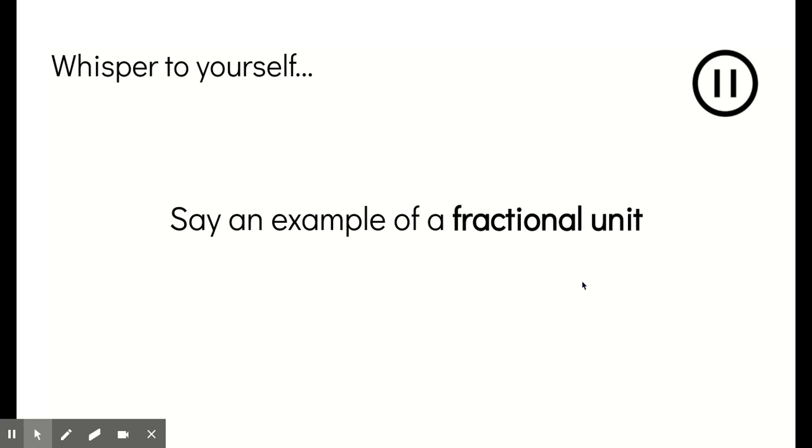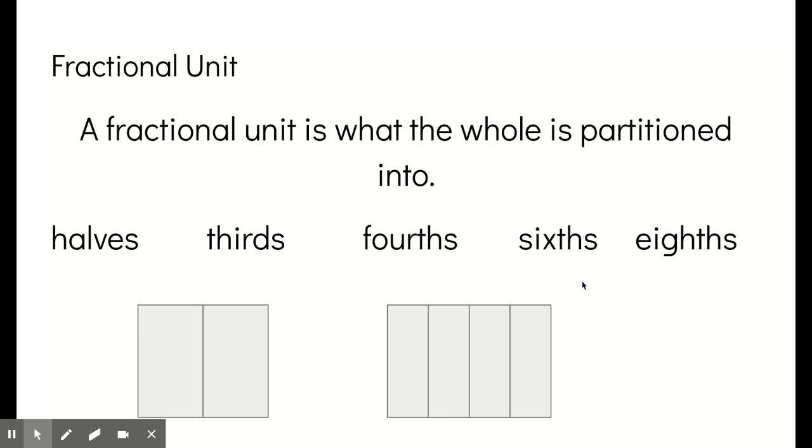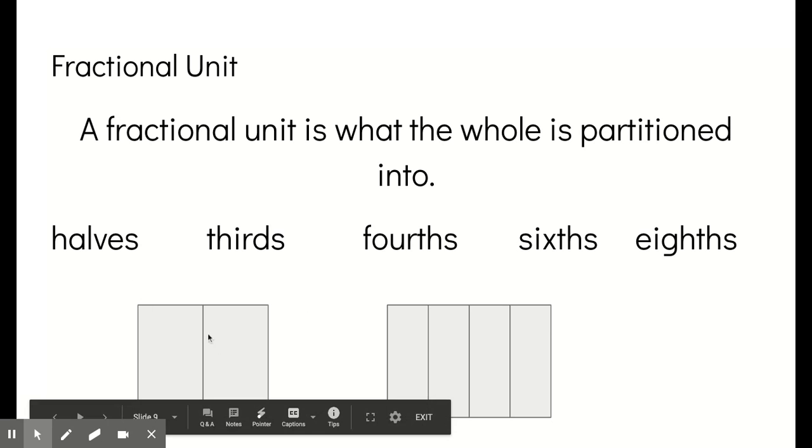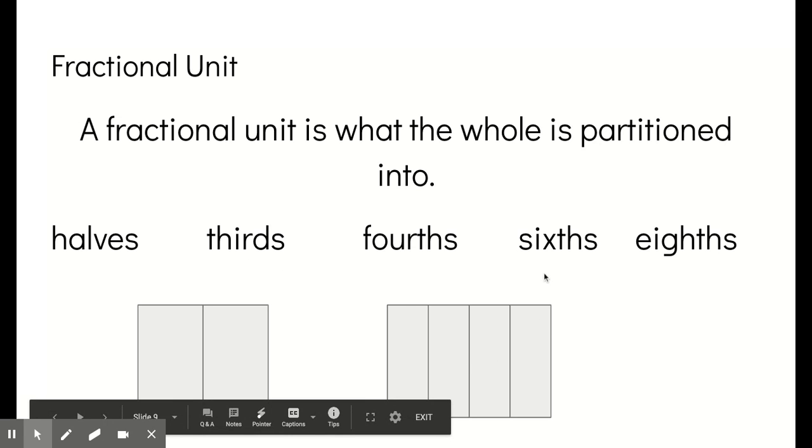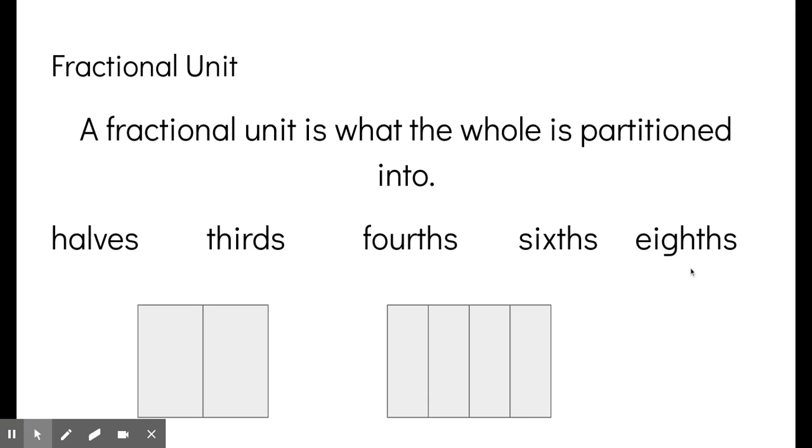Now whisper to yourself and say an example of a fractional unit. Press pause if you need more time. A fractional unit is what the whole is partitioned into. A whole can be partitioned into halves, which means two equal parts, like this one. A whole can be partitioned into thirds, which means three equal parts, fourths, which means four equal parts, sixths for six equal parts, or eighths for eight equal parts.